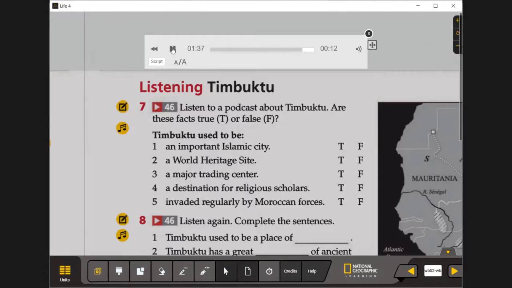In the 16th century, Timbuktu was invaded by Moroccan forces. The scholars began to leave, and the trade routes also started to move closer to the coast. The golden age of the city was over.